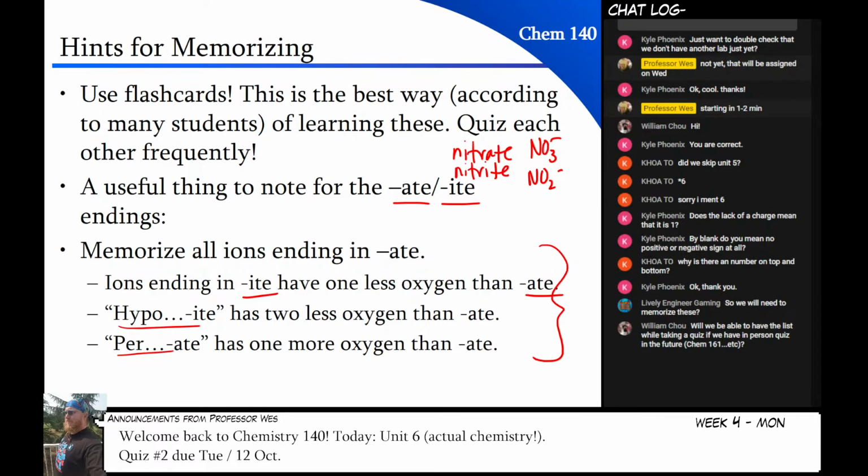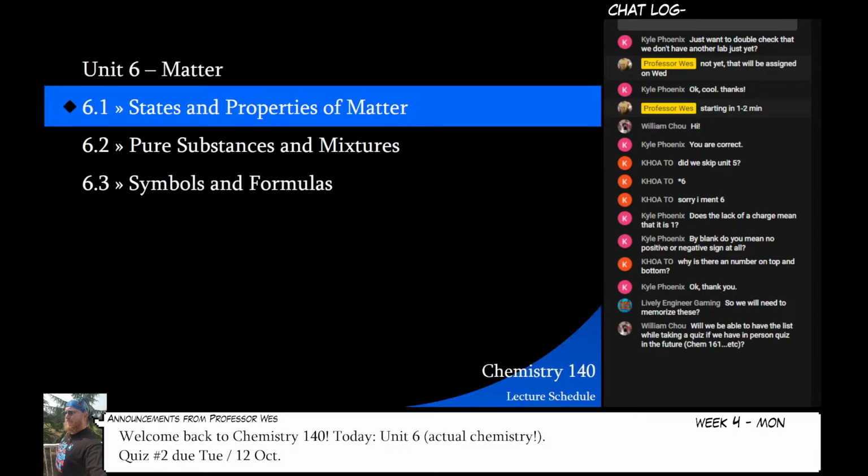All right. So you're going to start seeing those in Unit 11 full time. We're going to mention them briefly in Unit 9. But today, our objective is to talk about matter. Why does matter matter? Matter's important because you and all of the stuff around you are made of matter.